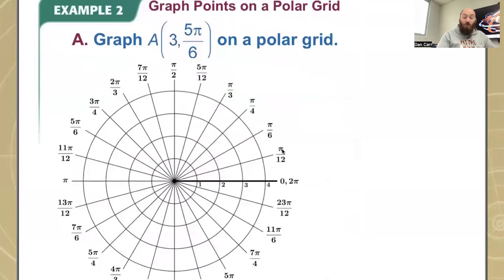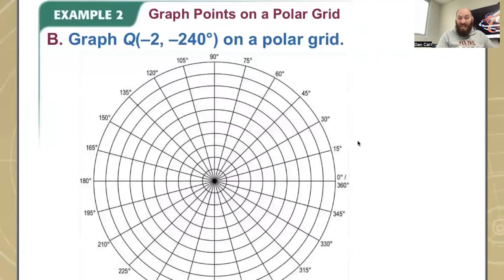And then we've got (3, 5π/6). So I go to the 5π/6 position first, which is going to be right here. Focusing on that one, it's a +3, so I go 1, 2, 3 right there. There's point A. All right.